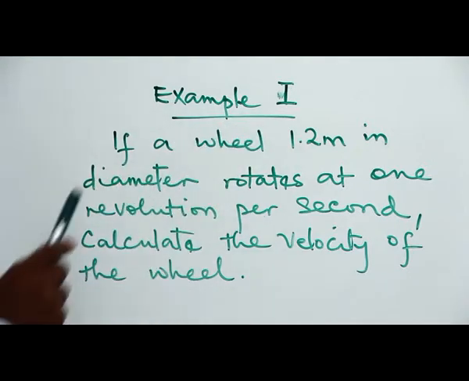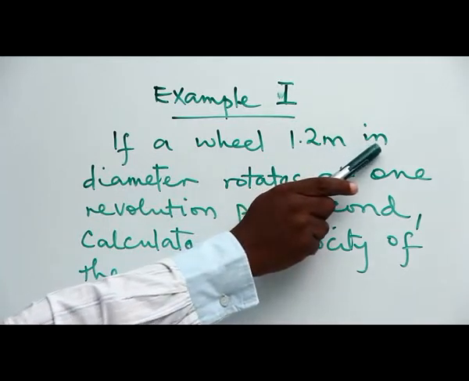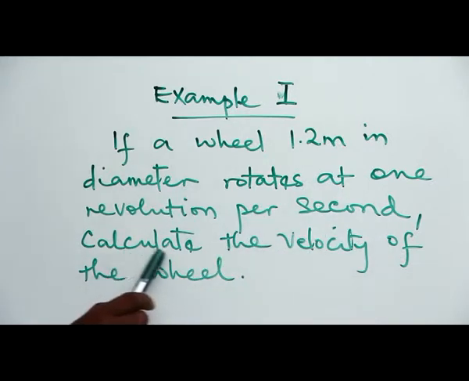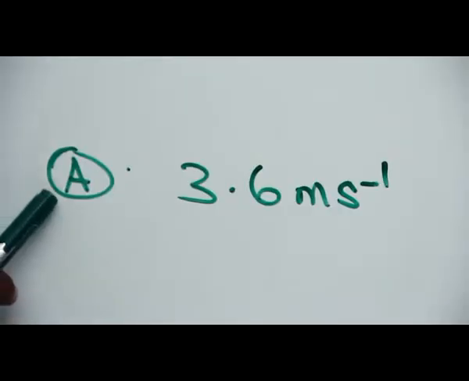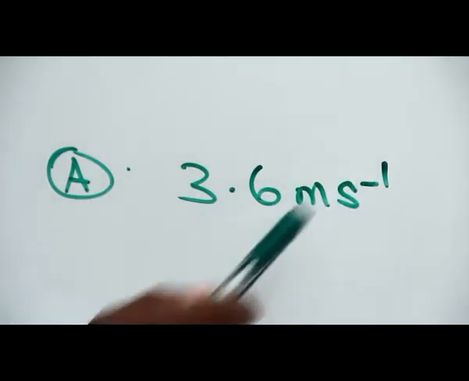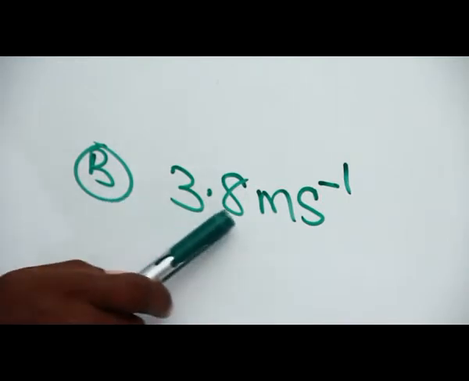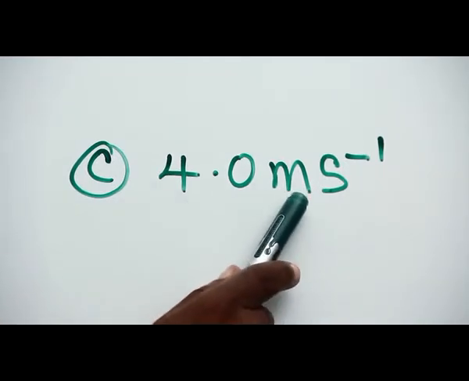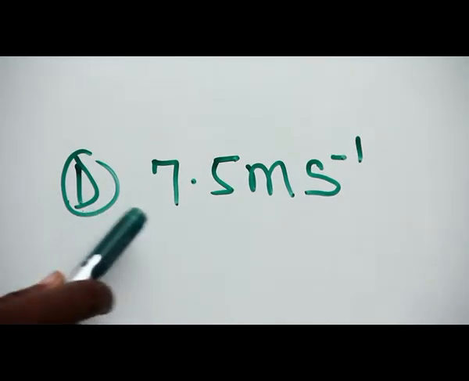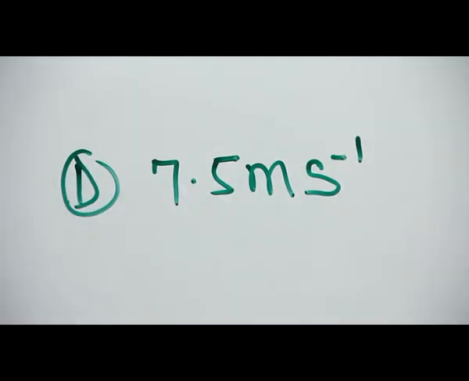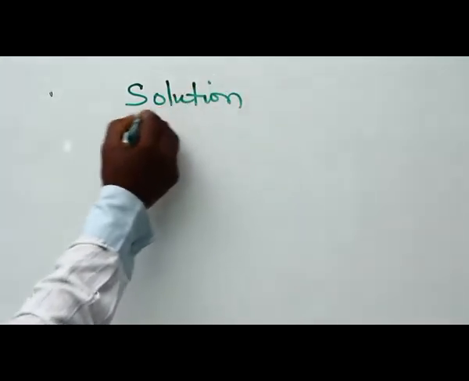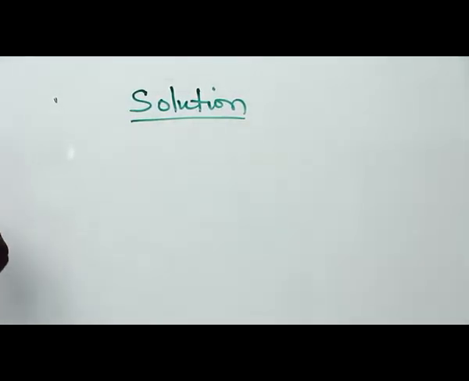Example 1. If a wheel 1.2 meter in diameter rotates at 1 revolution per second, calculate the velocity of the wheel. Option A, 3.6 meters per second. Option B, 3.8 meters per second. C, 4.0 meters per second. Option D, 7.5 meters per second. The solution is as follows. Solution. From the question, we are given the diameter of the wheel.